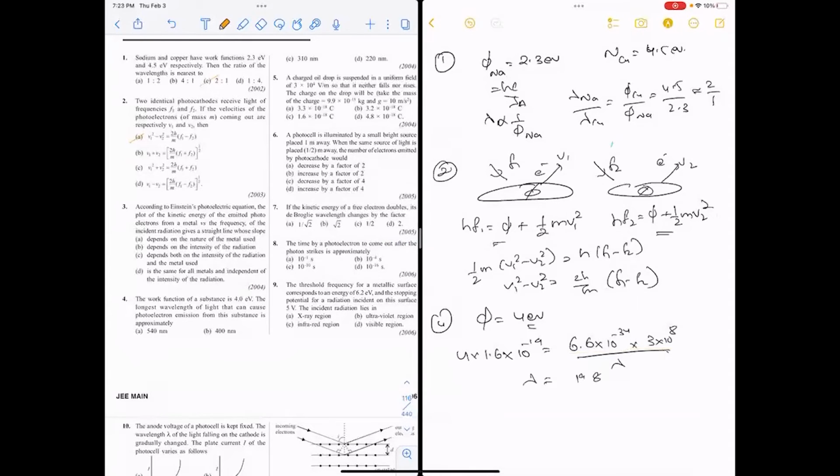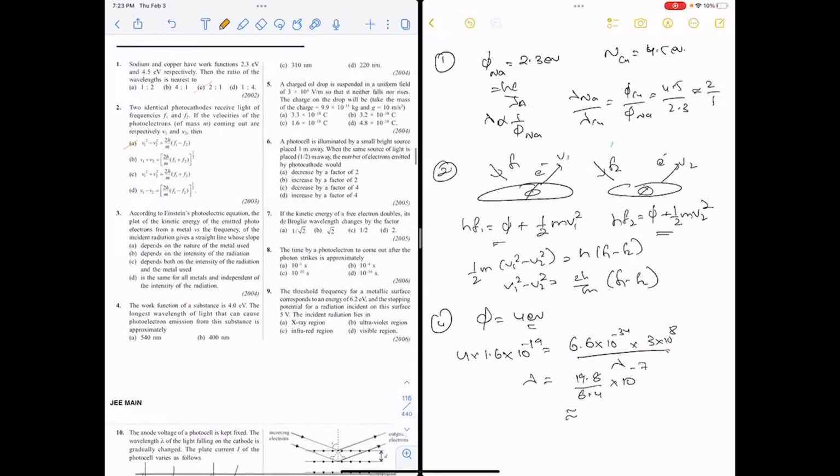18, 18, 119.8, 24, 4, 6.4 into 10 power. 19 plus 8. How much? 27. So 4 plus 3, 7. Agreed? So 6 threes are 18. So approximately 3. So what are the options? 540, 440, 310. Yeah, 300. Approximately 300. I'm going for this.